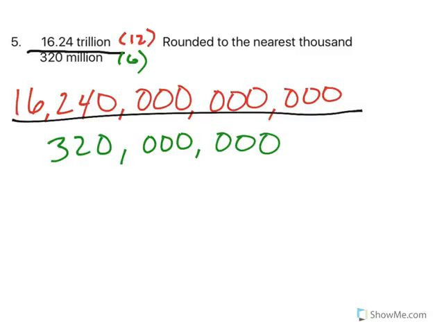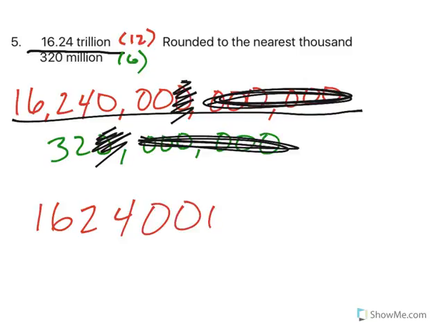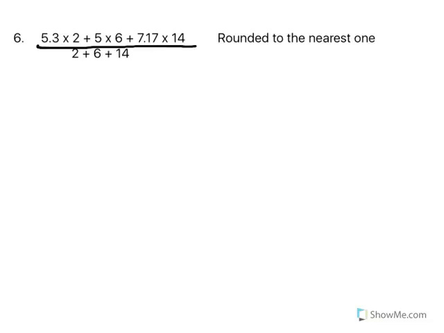So if I just look clearly here, I've got 6 zeros on the bottom, 6 zeros on the top. I can cancel those out very easily. We could even go so far as to take this 0 and this 0. And our new problem would be 1,624,000 divided by 32. That's a whole lot easier number to put in your calculator. You'll get the same answer either way, but we end up with 50,750. This is round to the nearest 1,000. So here's the nearest 1,000, 7 rounds up. So my answer would be 51,000.